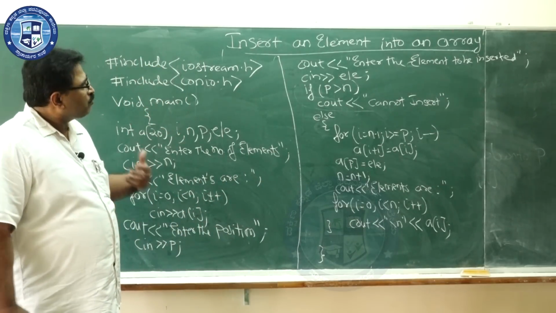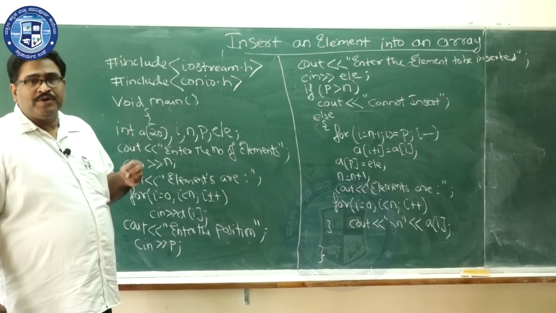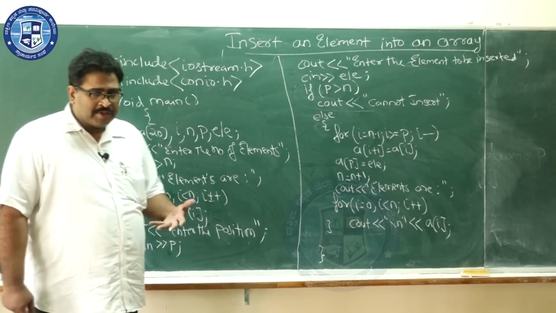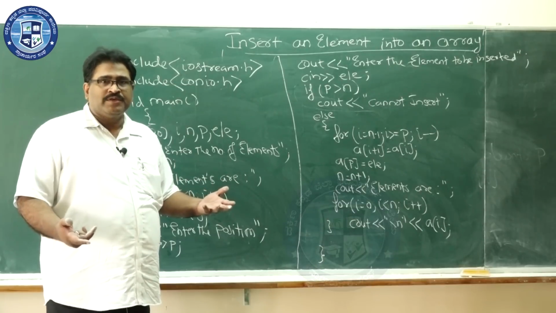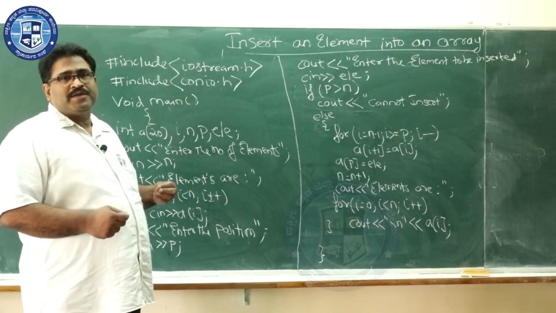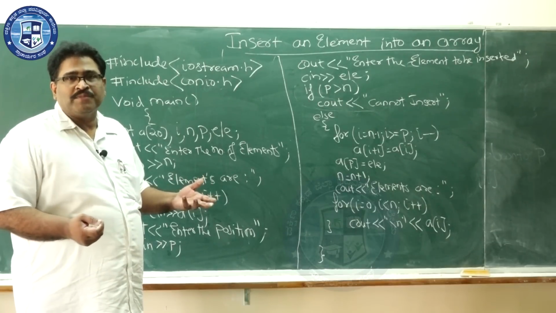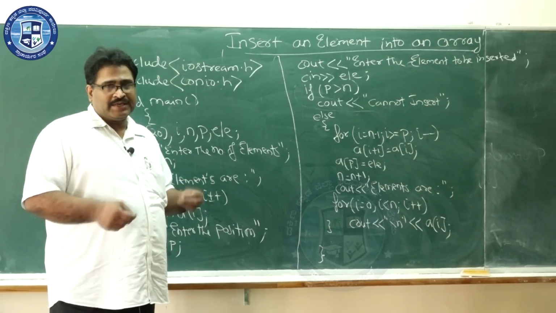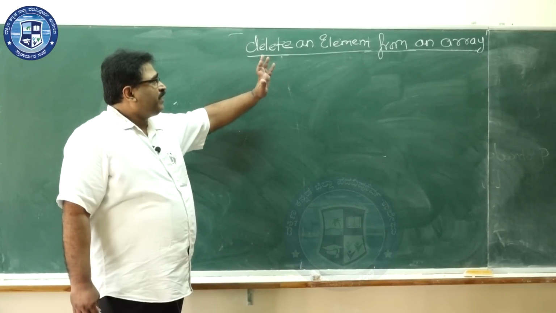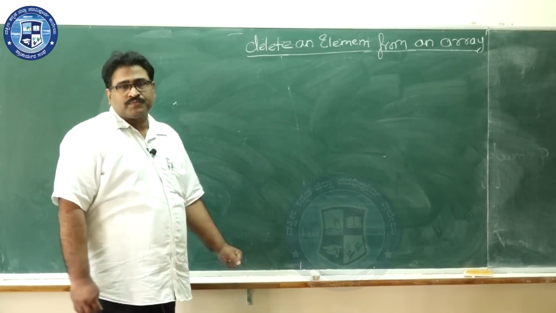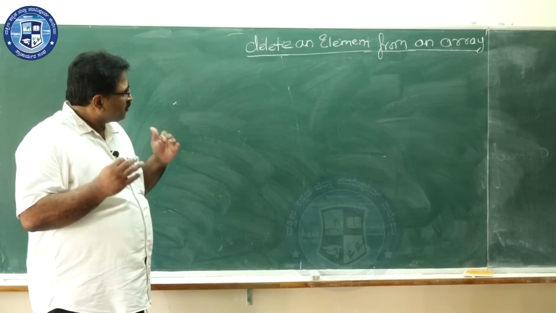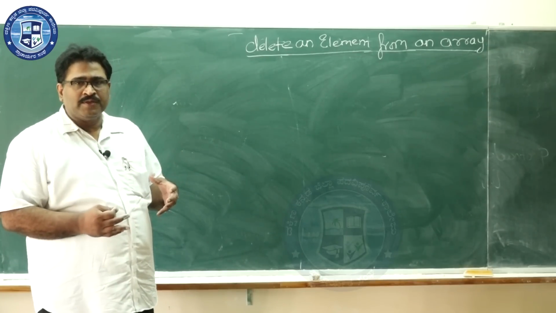So now we'll go into the next one, which is to delete an element from an array. Now that is actually more simple. You just take the element out from there. So what are we going to do if we are going to delete? Let us see how to delete an element from an array. The same procedure we are going to apply. We will see with an example.